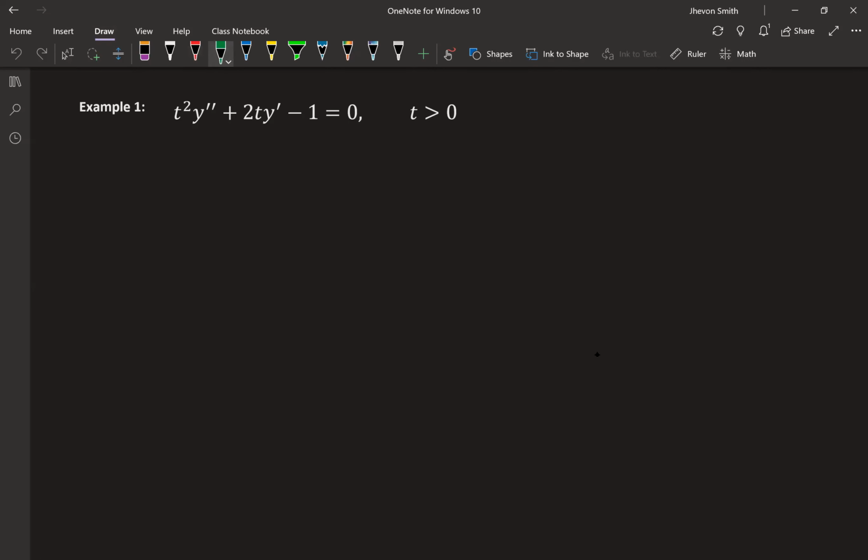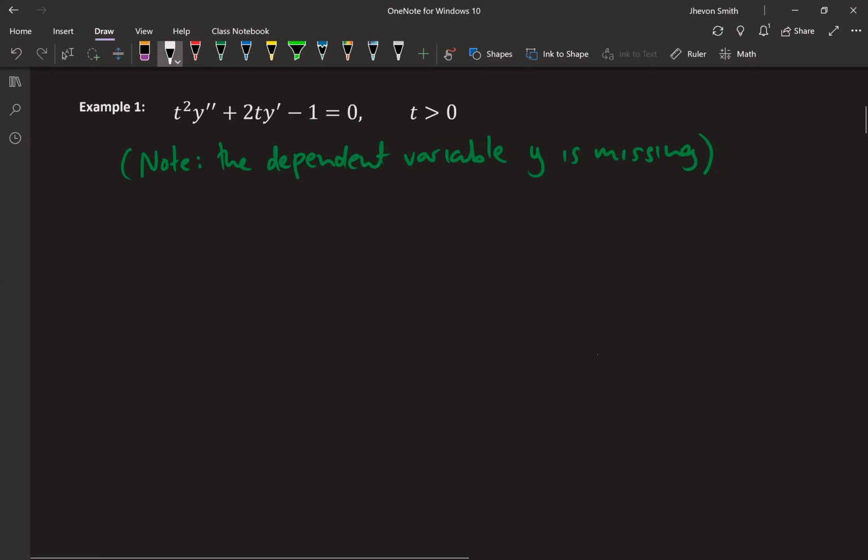So here, the first thing I'm going to do is note the dependent variable. y is missing. However, I see the first derivative and the second derivative accounted for. Whenever you see that, you can do a substitution. Set v equals y prime. This means that your v prime is going to be your y double prime.